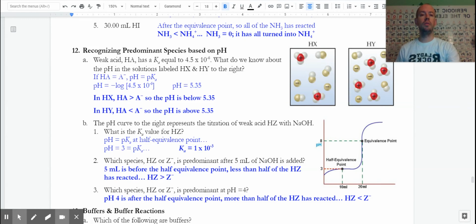Going on to B, we'll connect this picture down here, but also this back up to there. What is the Ka value? So I've got the equivalence point, but way more important in lots of these questions is the half equivalence point. That's where we're making that comparison of what do I have more of, and that's where they're equal. So right there, the pH at the half equivalence point is 3. So that means the pKa is 3.